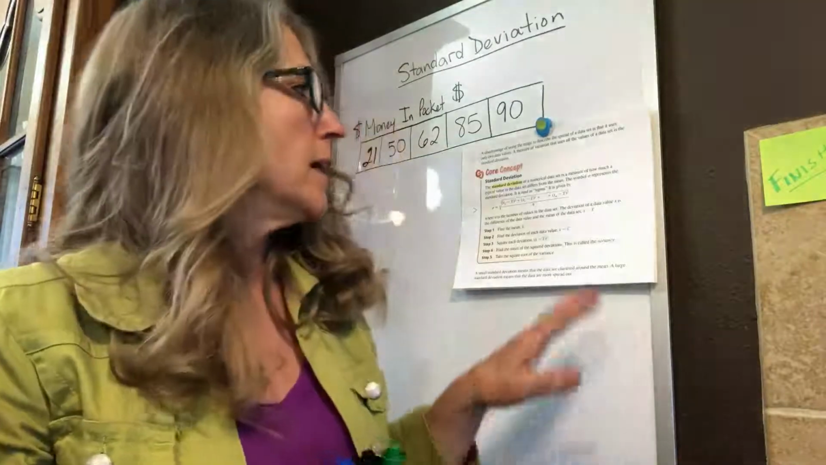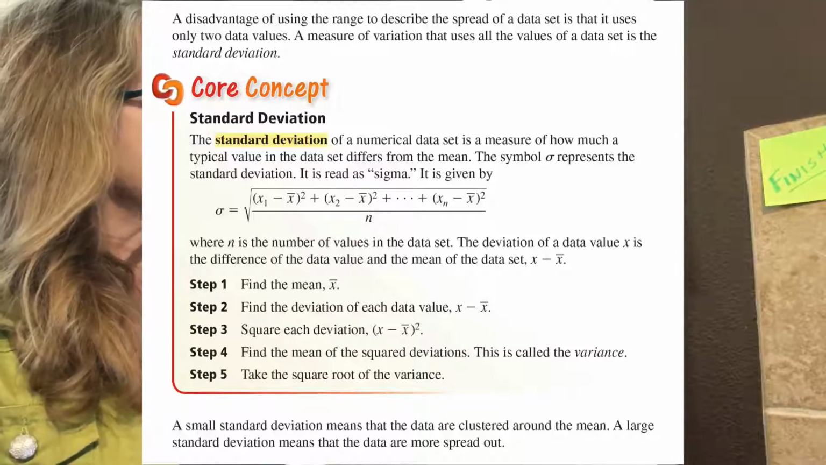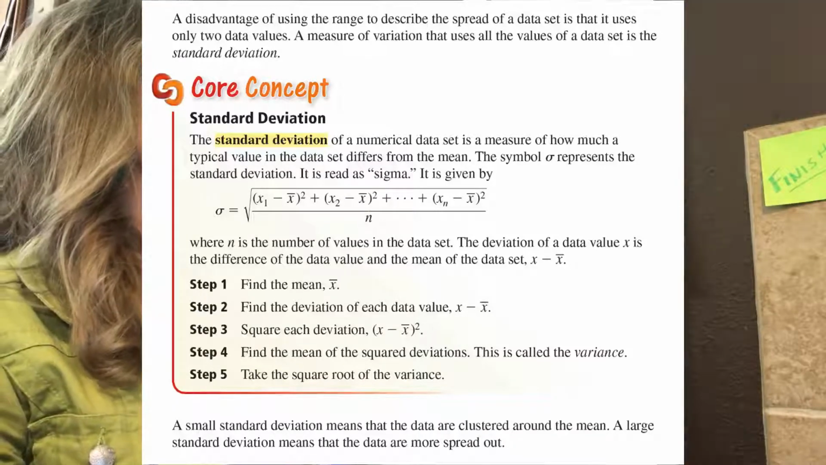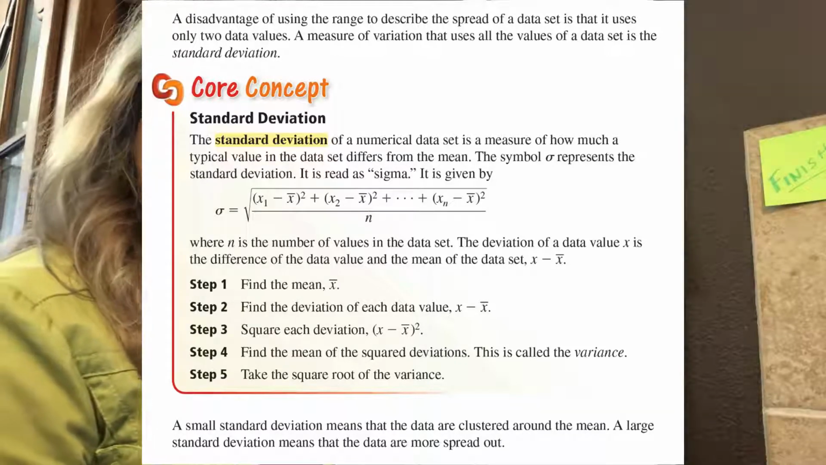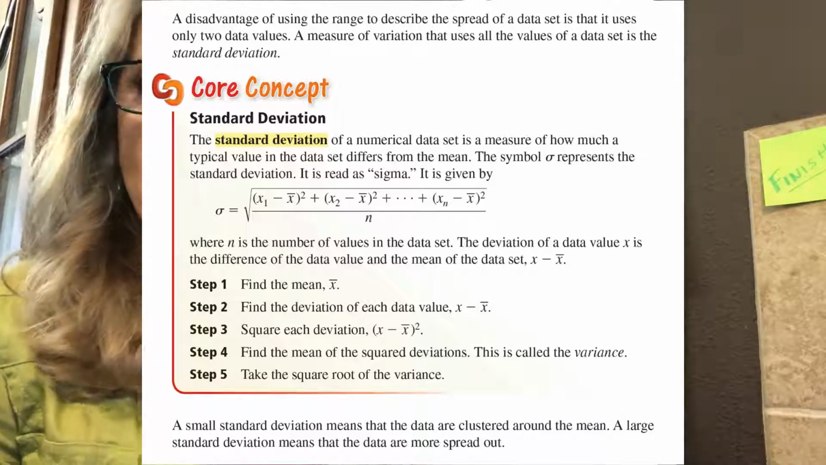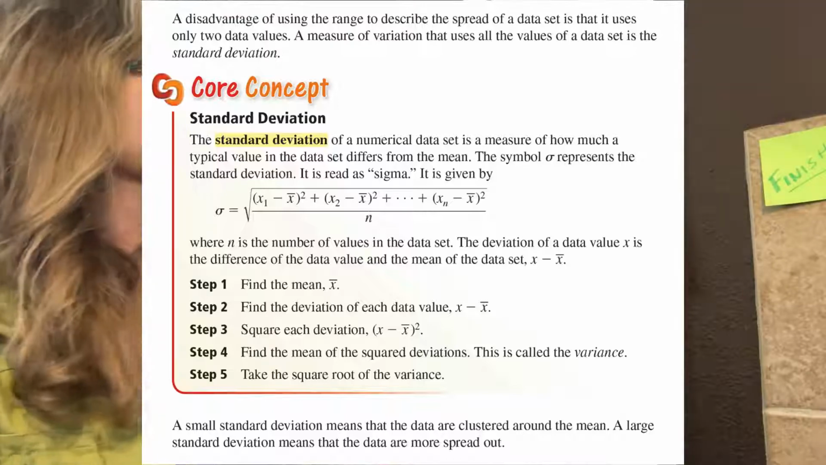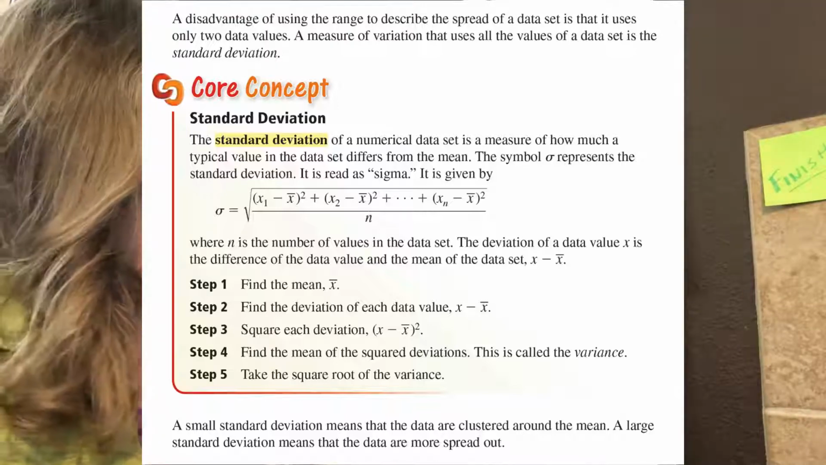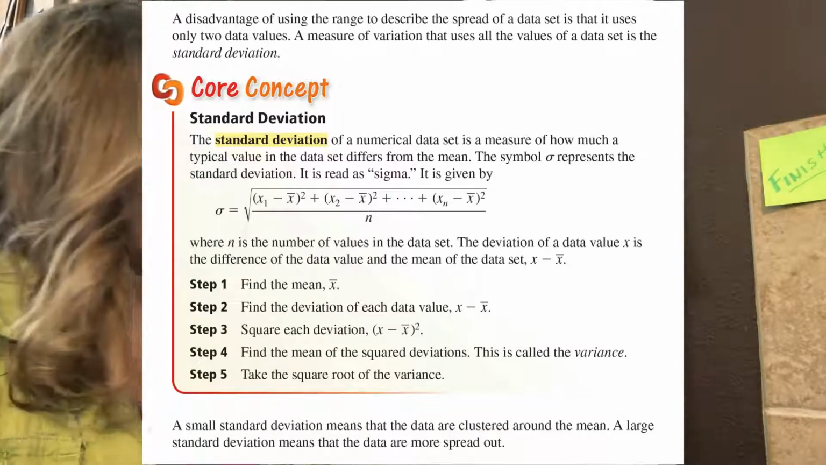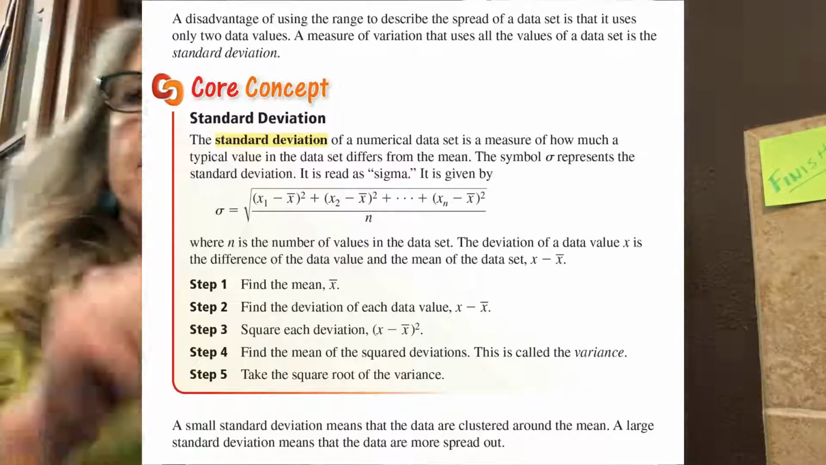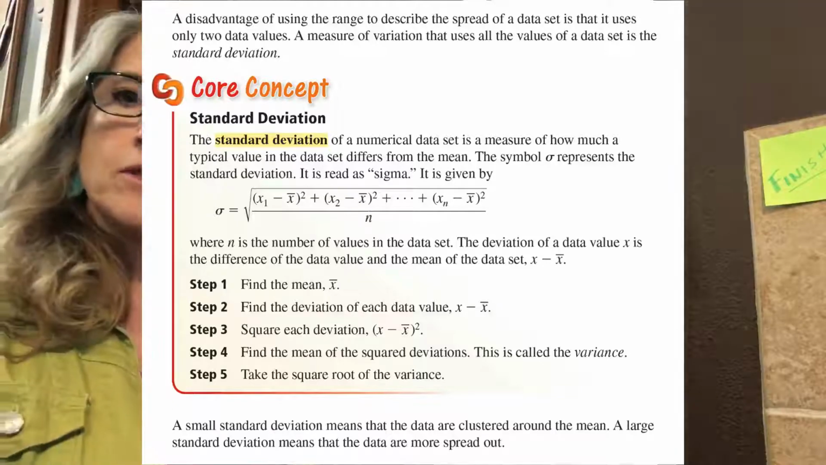But if you want to take a look at this core concept, standard deviation is a measure of variation that uses all the values of a data set. Okay? You'll find this in your packet, this core concept, and I'm also going to post it along with this video in our Google Classroom. So the standard deviation of a numerical data set is a measure of how much a typical value in the data set differs from the mean. Okay? The symbol sigma, which is that funny shape, represents the standard deviation. It is read as sigma, so it tells you that.